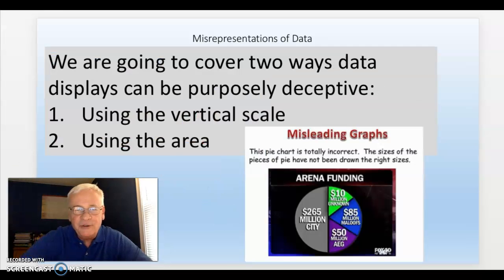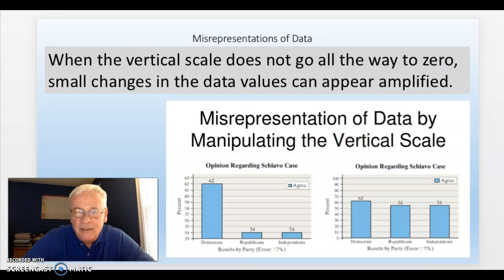All right, guys, we're going to cover two different ways that data displays are made misleading on purpose. You can use the vertical scale to misrepresent what the data is saying, or you could use the area. Okay? Guys, when the vertical scale does not go all the way down to 0, sometimes small changes in the data value can appear amplified.